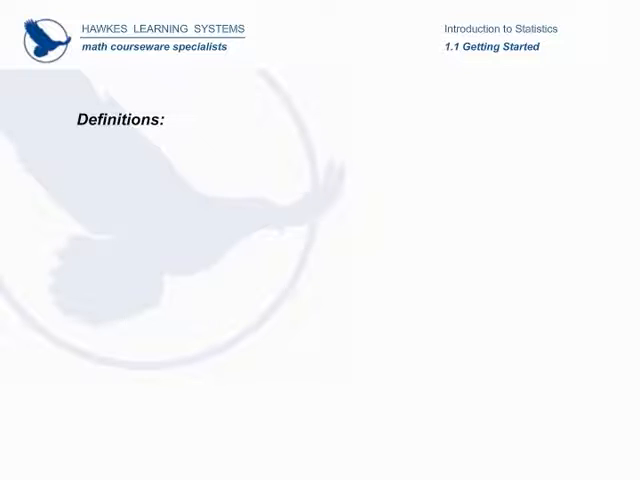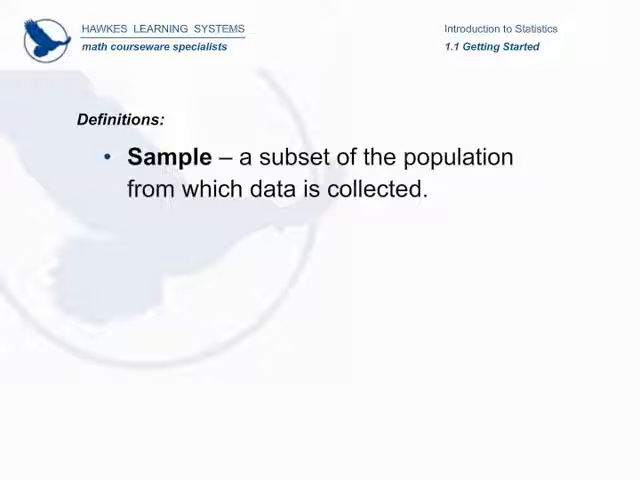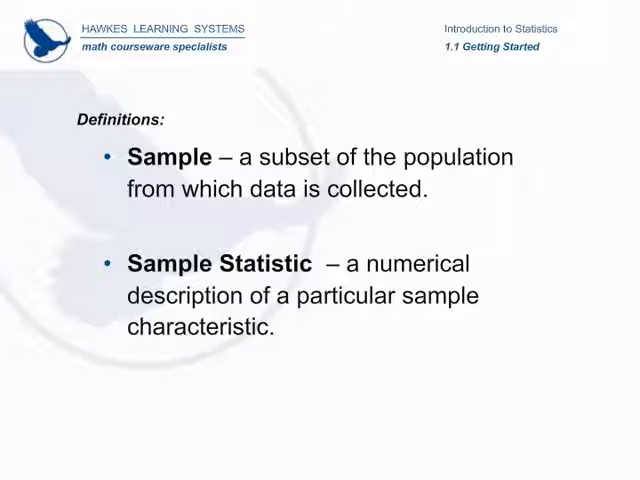As we continue on taking a look at definitions, next we have sample. A sample is a subset of the population from which data is collected. In other words, a smaller group taken from the population. A sample statistic is a numerical description of a particular sample characteristic.